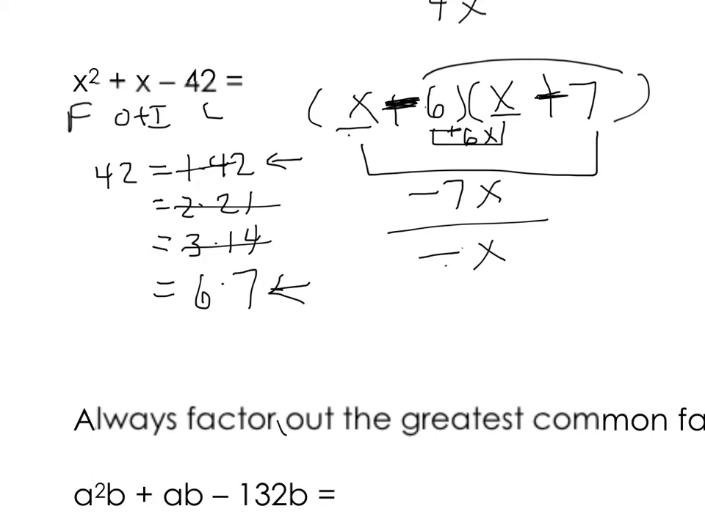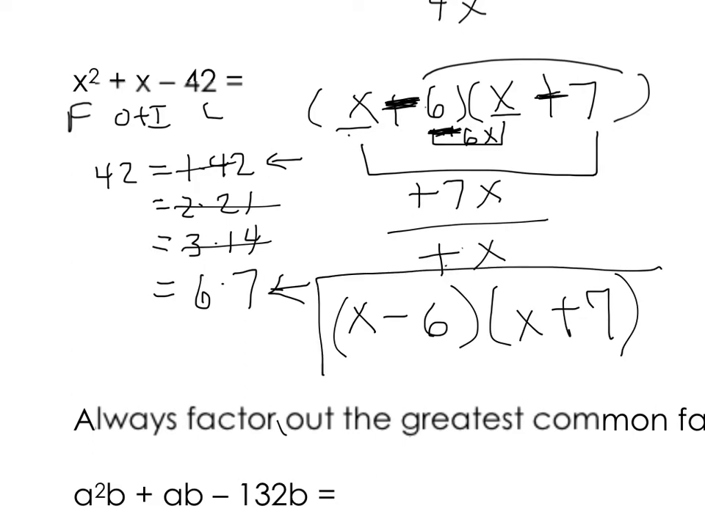That will give us negative 6x, positive 7x, positive x. That's our solution. X minus 6, x plus 7. That's it.